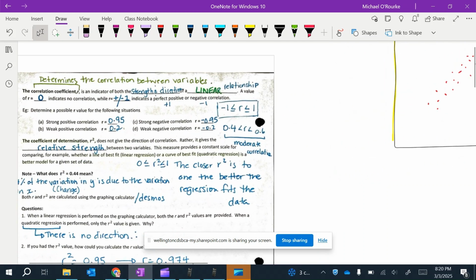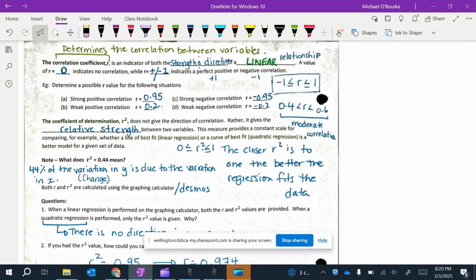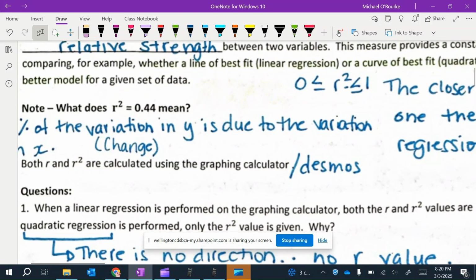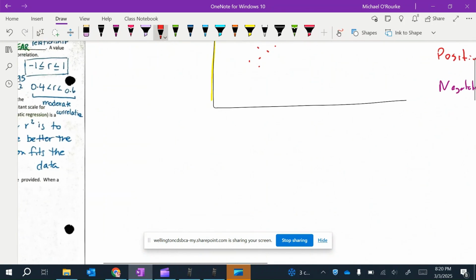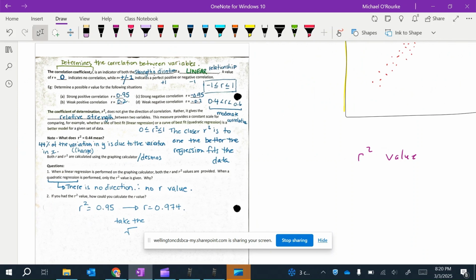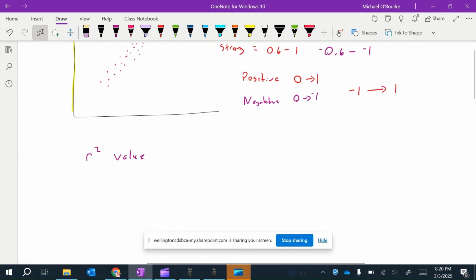Okay, let me go through this note here. Correlation coefficient determines the strength and direction of a linear relation, right? We said that: moderate is 0.4 to 0.6, strong is going to be above that. The one thing here is your R squared value. What's it called? Coefficient of determination. That's your coefficient of determination.